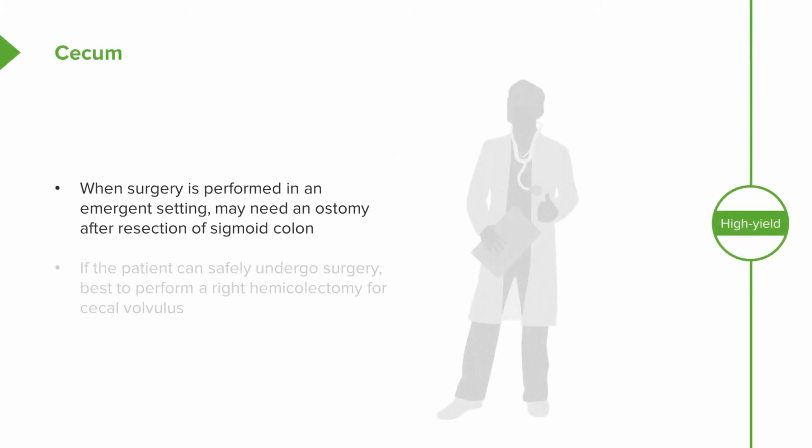For your examination, please remember, when surgery is performed in an emergent setting, you may need to place an ostomy after resection of the sigmoid colon. If the patient can safely undergo surgery, it is best to perform the definitive therapy, whether it's a right hemicolectomy or a left hemicolectomy, depending on the side of the volvulus.